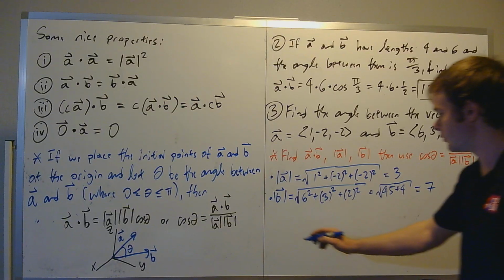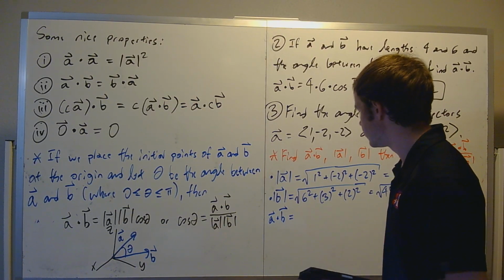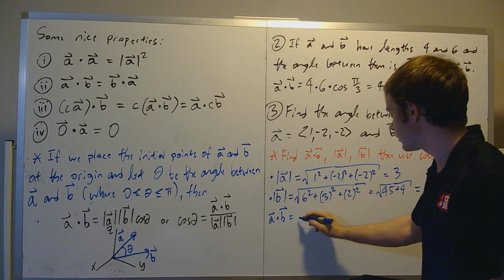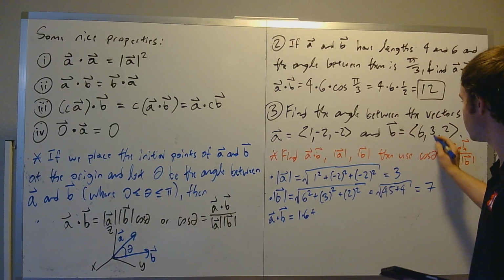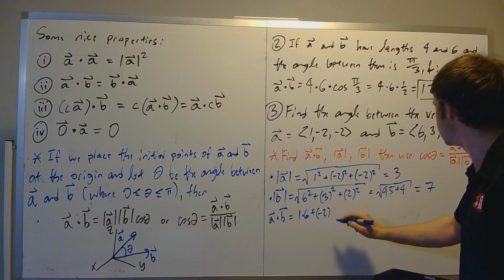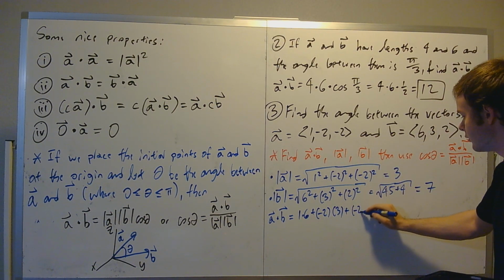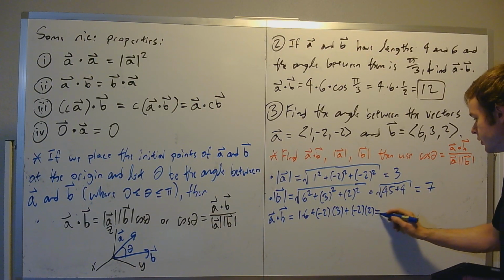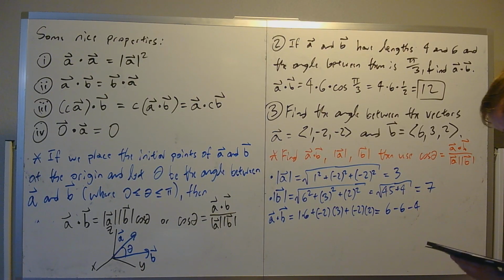And now the last thing we need to figure out is A dot B. So A dot B, remember our formula, we just multiply together the components and add them. So we multiply together the x components, so 1 times 6, plus we multiply together the y components, -2 times 3, plus we multiply together the z components, -2 times 2. And then we just add everything up, right? So that's going to be 6 minus 6 minus 4. So we're going to get -4.